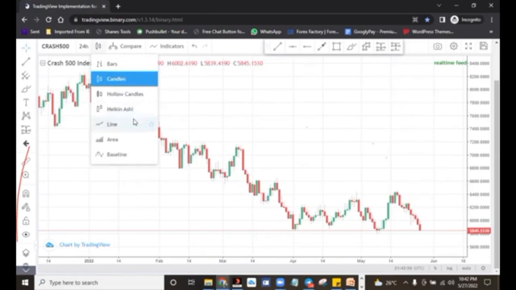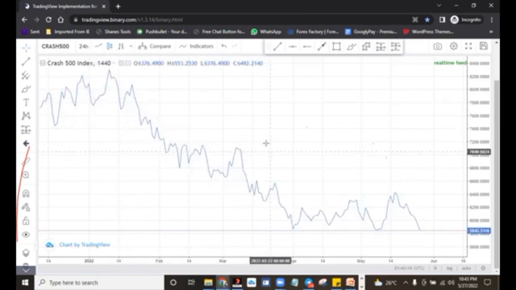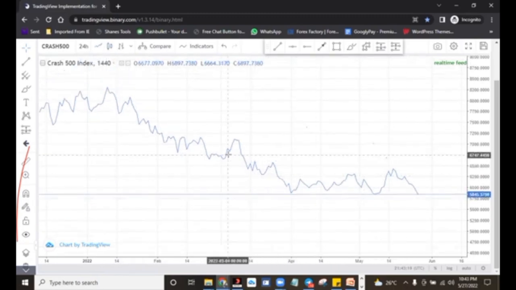The three basic ones that are more popular is what? The line charts, the candlestick, and the bar charts. On your MT5 is only these three you're going to see. The line chart looks exactly like this. Look how it looks on my screen. This is how the line chart looks.